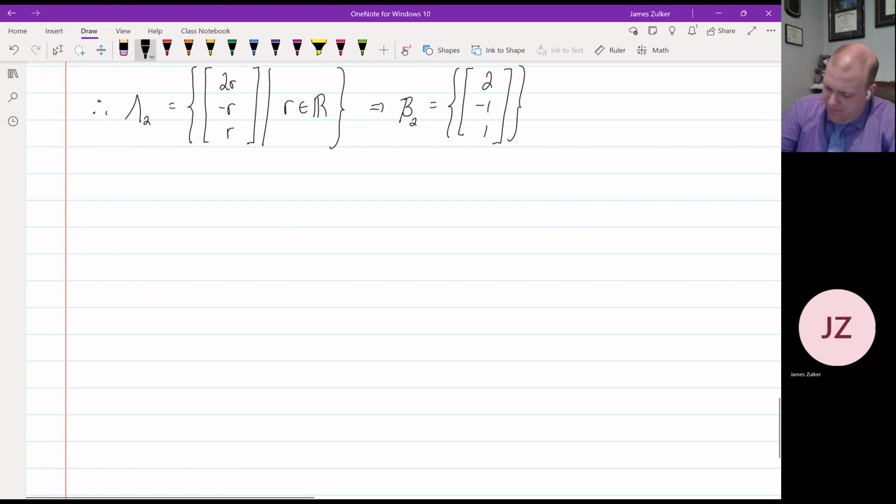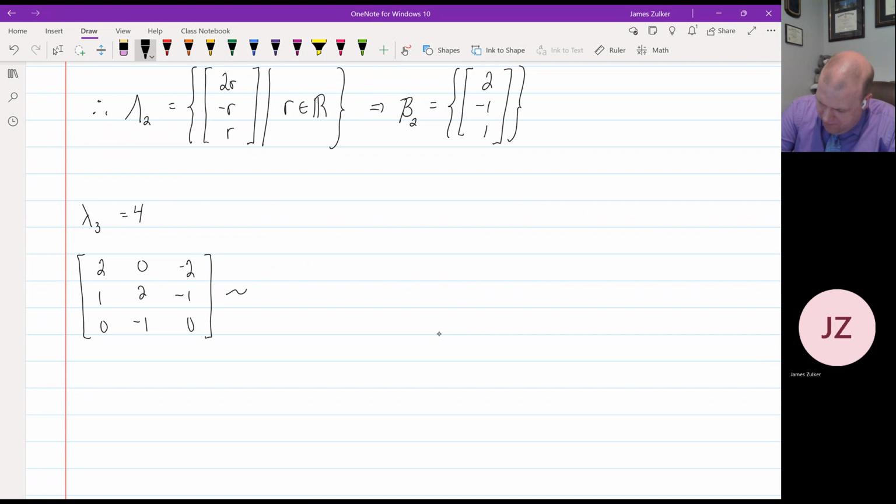And finally, the third eigenvalue, which is 4. And that will reduce.